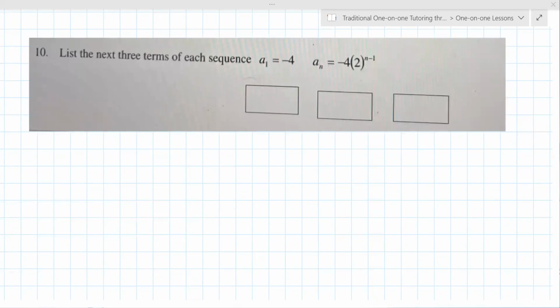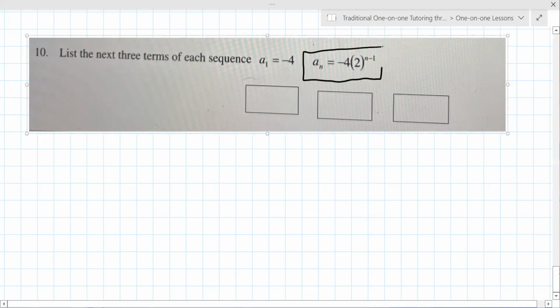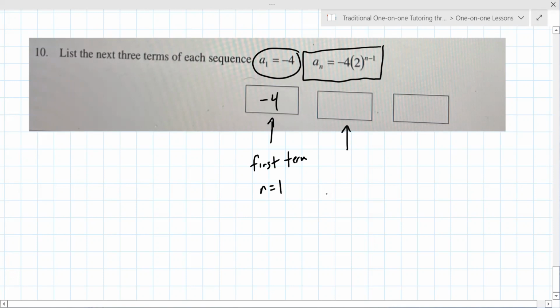So 10 here says, list the next 3 terms of each sequence. They're giving you the formula, and that's what you really want. Since they're giving you the first term, that's what you can think of as the first term. The first term corresponds to n equals 1. The second term corresponds to n equals 2, which means you're going to put 2 into the formula for n.